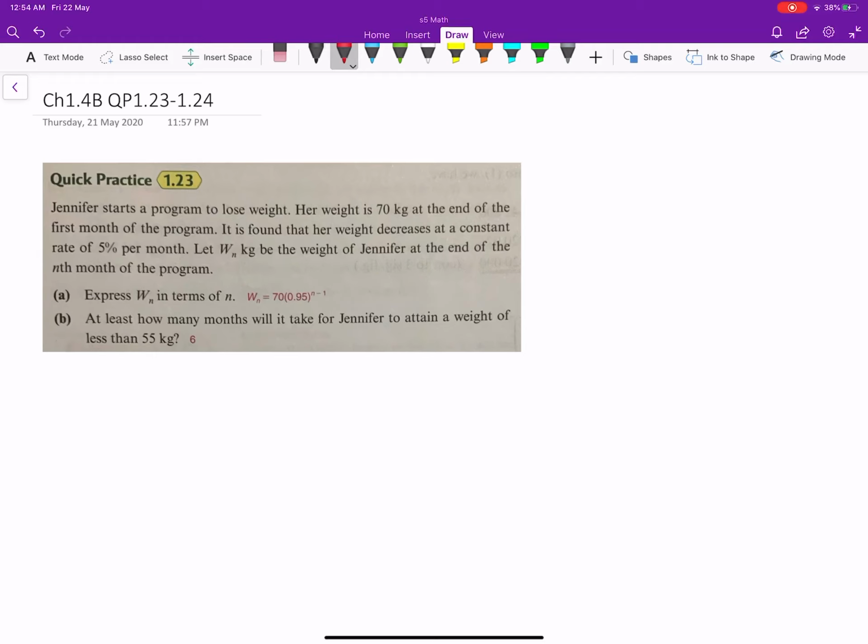Jennifer starts a program now to lose weight. Now her weight is 70 kg at the end of the first month, and it decreases at a constant rate of 5%. Now Wn is the sequence. So similarly, the first term should be W1, right? So W1 is 70, as given.